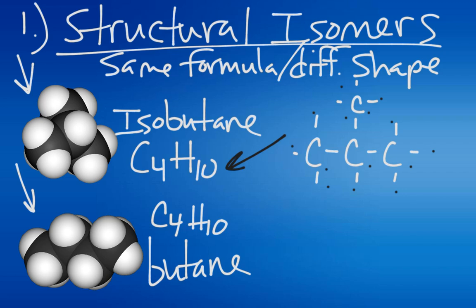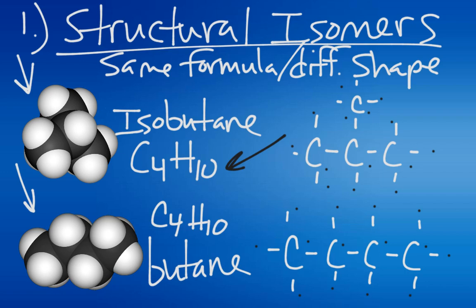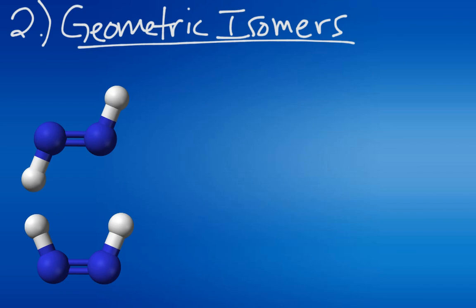If we draw out butane, it has a different shape. It's actually made up of a 4-carbon chain, and I'm going to draw in the hydrogens. And if we count again, we've got 1, 2, 3, 4 carbons, and we have 1, 2, 3, 4, 5, 6, 7, 8, 9, 10 hydrogens. So they both have the exact same molecular formula, but they have a different structure, and that is a structural isomer. The next type of isomer that we're going to look at is geometric isomers, and these are going to be molecules that differ around a double bond.